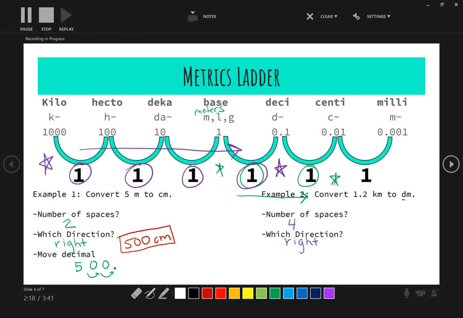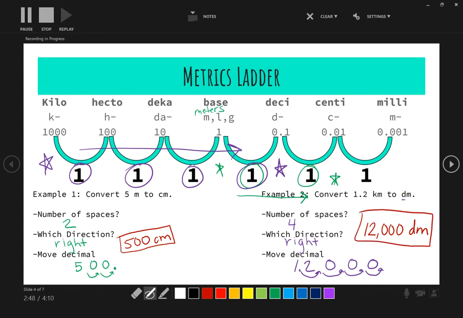So we're going to move our decimal 4 places to the right. So start off with our number 1.2, and we're going to go 1, 2, 3, 4. What goes in those empty spaces? Zeros. They are our placeholders. So our final answer, 12,000 dm. Let's take a look at a couple more examples.